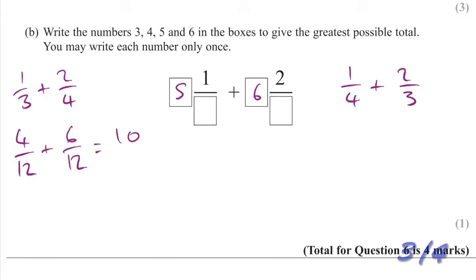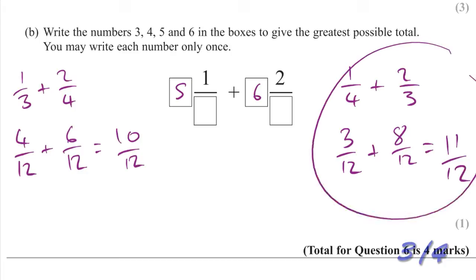Adds together to make 10/12. On this side, we've got a quarter, which we're going to multiply top and bottom by 3 to make 3/12, and 2/3 top and bottom by 4, 8/12, giving us 11/12. So actually this side's bigger, so we're going to put in a 4 and a 3.